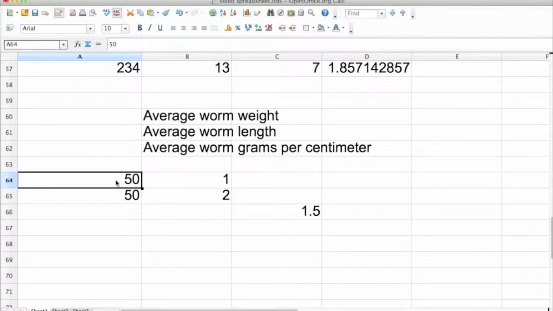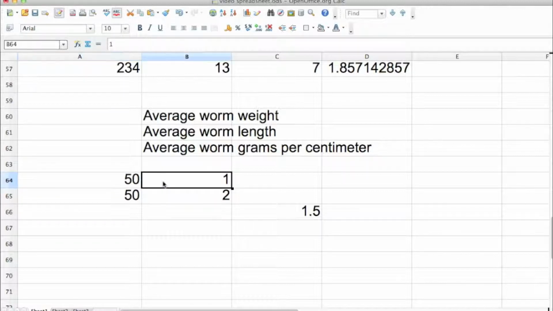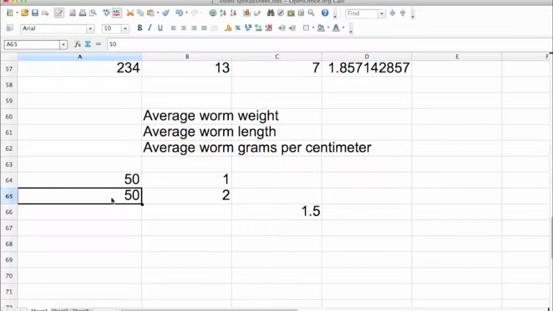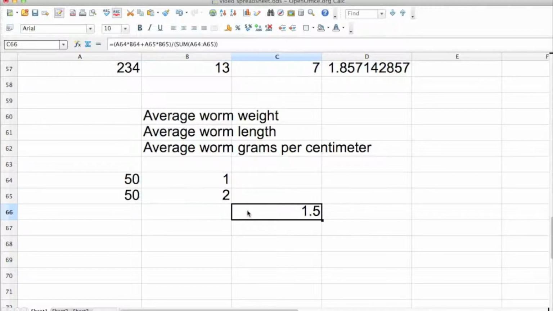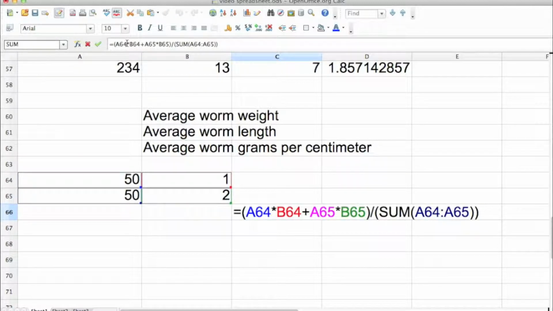Over here, I've got 50 doohickeys with a value of 1. And then over here, I've got 50 doohickeys with a value of 2. Now what I want to do is find the average value for all the doohickeys that I have in my set here. So actually I have 100 doohickeys. So I have to figure out a formula to work out an average for all of the doohickeys. So this isn't as complicated as it seems.